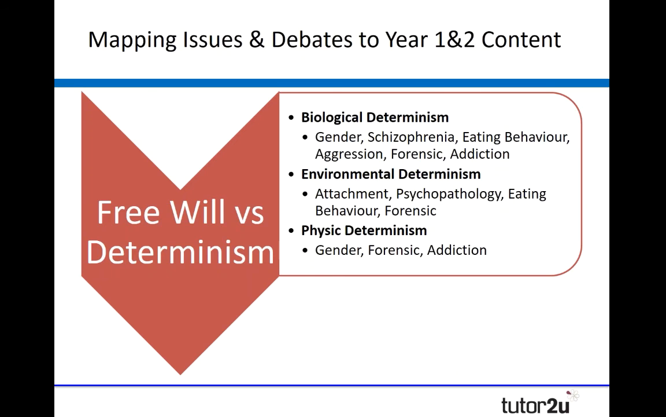The reason I mention that is because if you want to map issues and debates into your year 1 and 2 content, you want them to know what the words are before they start using the words incorrectly. These final couple of slides show you where biological determinism fits into the spec. It appears in gender, schizophrenia, eating, aggression, forensic and addiction. Making sure your students know exactly when and where to use it is really important. Likewise, environmental determinism appears in attachment, psychopathology, eating, forensic. Psychic determinism appears in gender, so Freudian theories, forensic and addiction as well. So it's really useful just to know exactly where it appears.